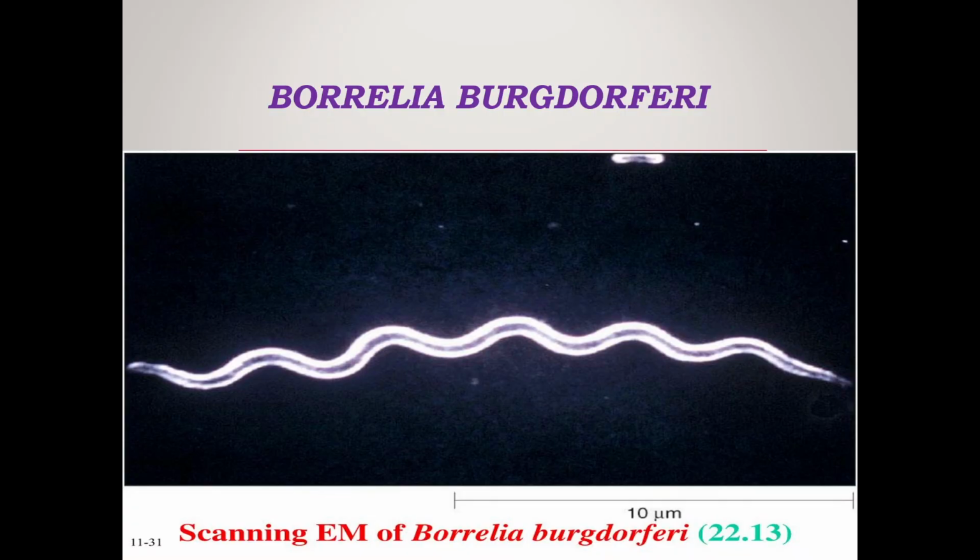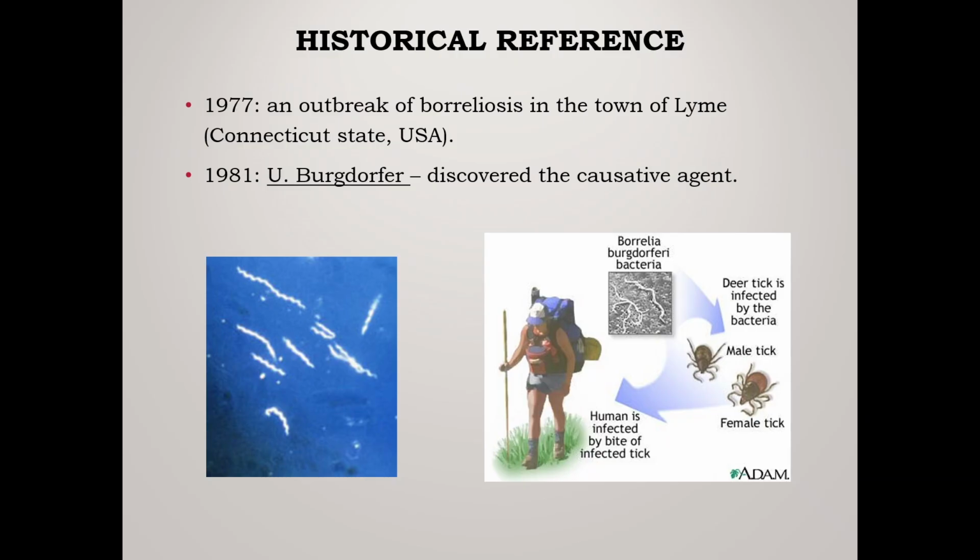Next, species of Borrelia: Borrelia burgdorferi, causative agent of Lyme disease. In 1977, an outbreak of borreliosis occurred in the town of Lyme, and in 1981, Burgdorfer discovered the causative agent.